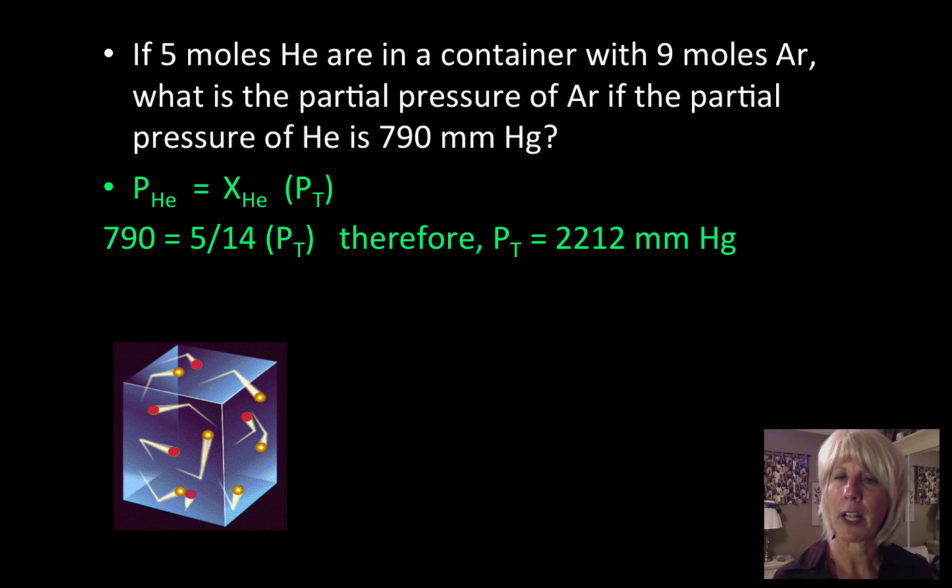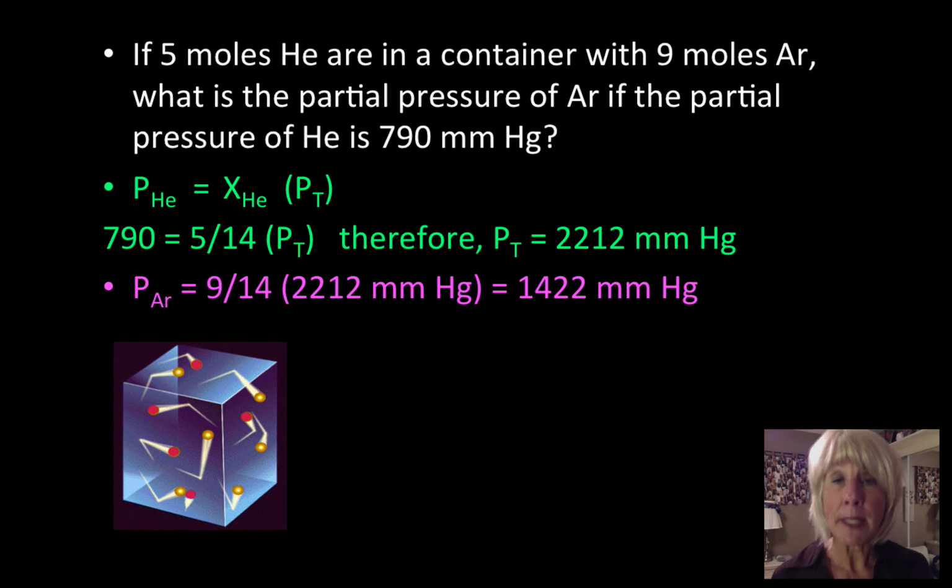I can now use this total pressure to determine the partial pressure of argon using the same formula. But this time my mole fraction is going to be 9/14 times the total pressure, which I calculated just previously. Multiply them together and I'm going to get 1422 millimeters of mercury.